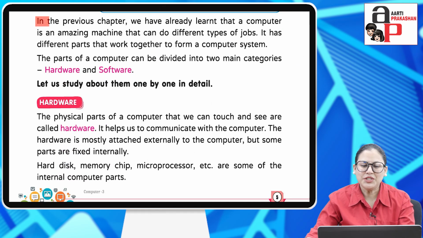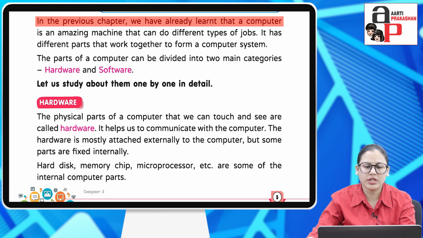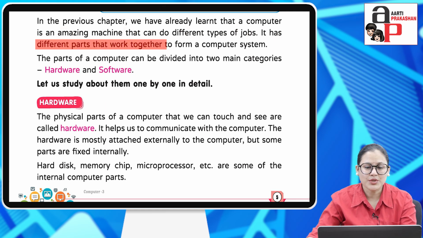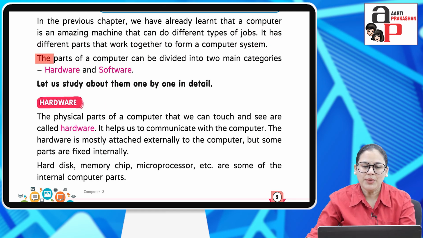Okay, in the previous chapter, we have already learned that a computer is an amazing machine that can do different types of jobs. Okay, it has different parts that work together to form a computer system. The parts of a computer can be divided into two main categories, hardware and software.